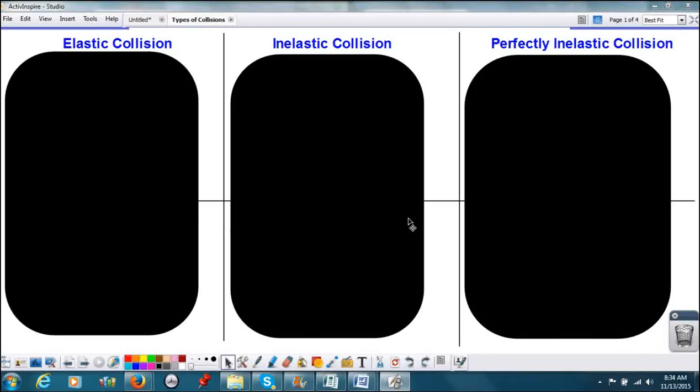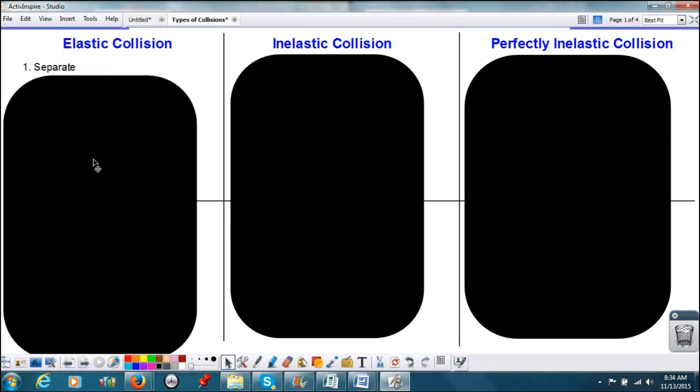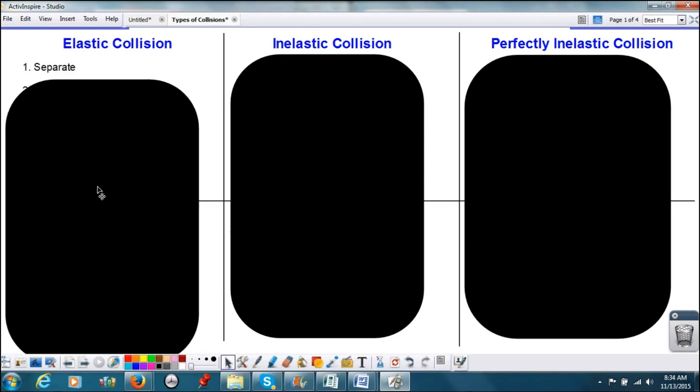Okay, so we're going to look at various types of collisions. The first type of collision we're going to look at is the elastic collision. So how do we know if a collision is elastic? Well, one of the things we know is that after the collision, the objects will be separate. They're not going to be connected, they're not going to be stuck together, they'll separate.